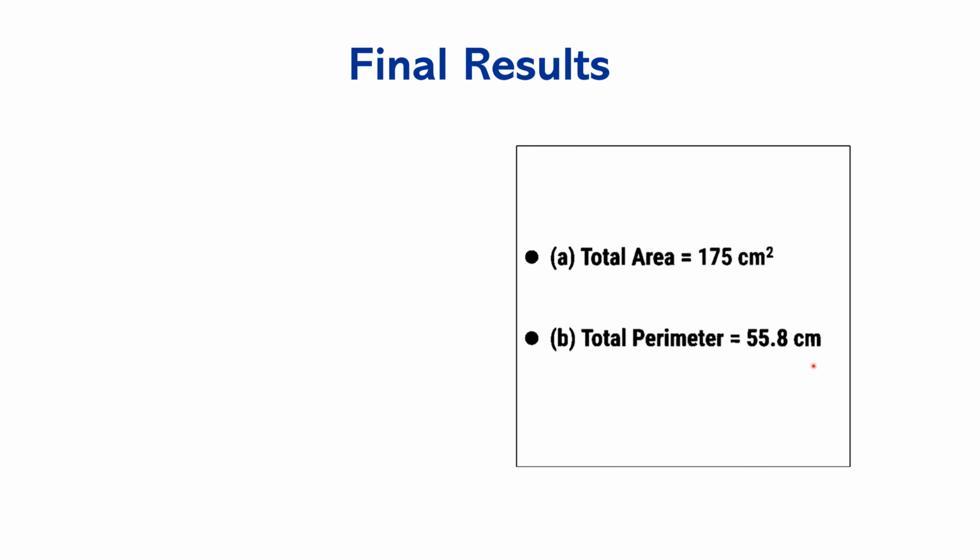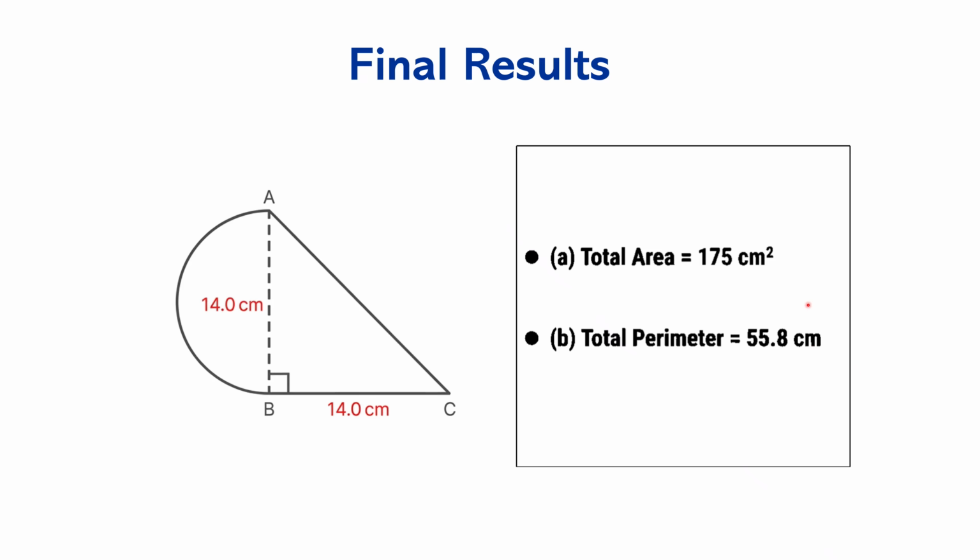And remember one thing: the area units are always squared, and perimeter is a length, so perimeter is in centimeter, not squared. To remember the difference between area and perimeter: area is everything inside the shape, and perimeter is everything around.